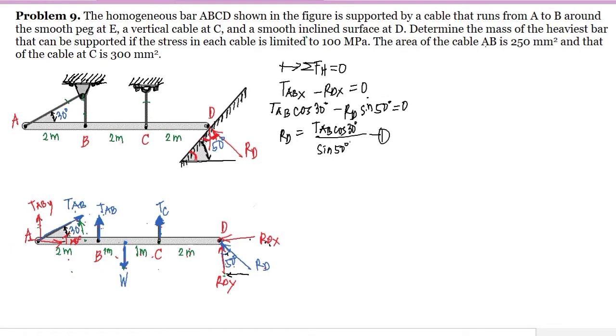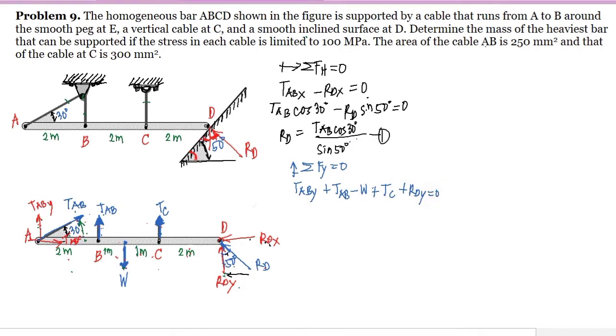So next thing na gagawin natin is to summate forces vertical. Summation of forces vertical is equal to 0, taking the upward direction as positive. The vertical components are TABY, the TAB here, W, the TC, and the vertical component of RD. TABY is positive because it is directed upward. The TAB here is also directed upward, so it's positive TAB. W is directed downward, so it's negative W. TC is directed upward, so we have positive TC. And the RDY is directed upward, so plus RDY is equal to 0.